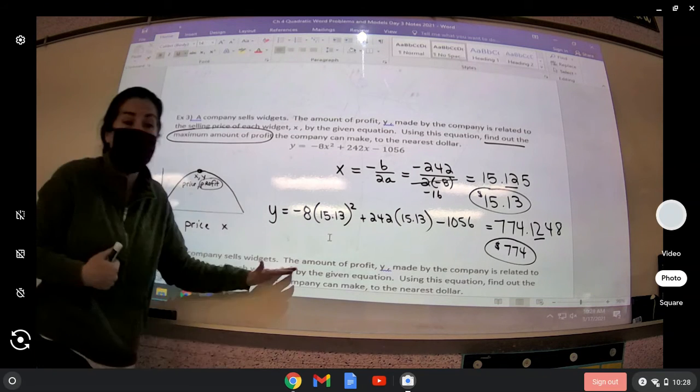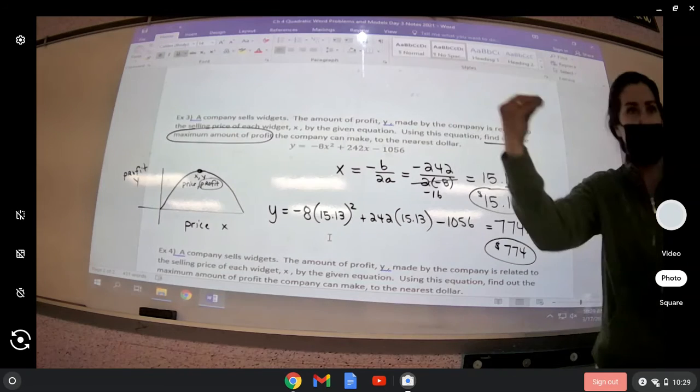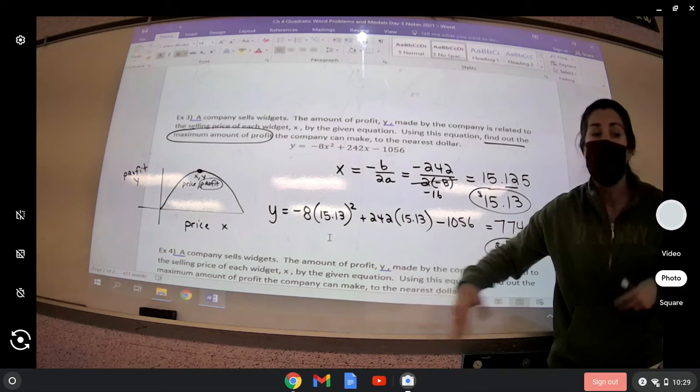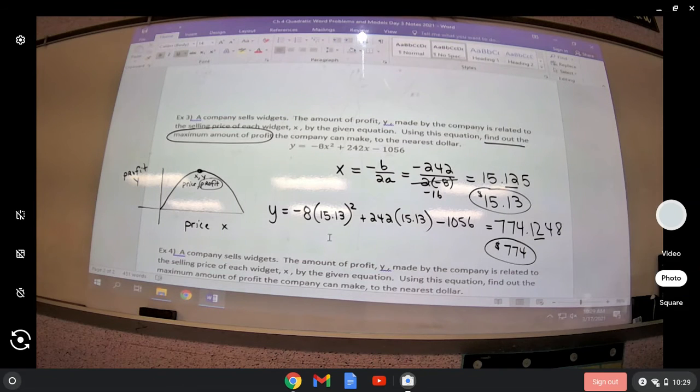All right? All right, the last example is another max profit. So it's another y coordinate of the vertex. So you guys try number 4, and then we'll be good to go. I'll give you guys a head start.